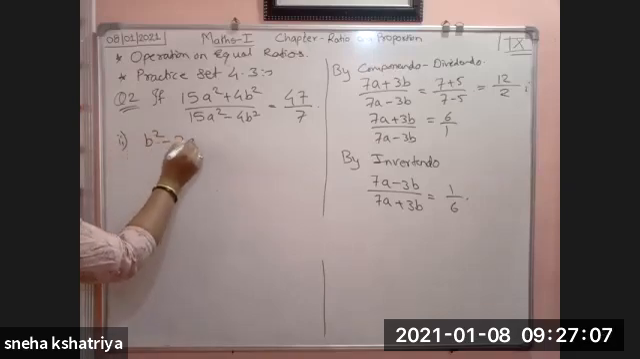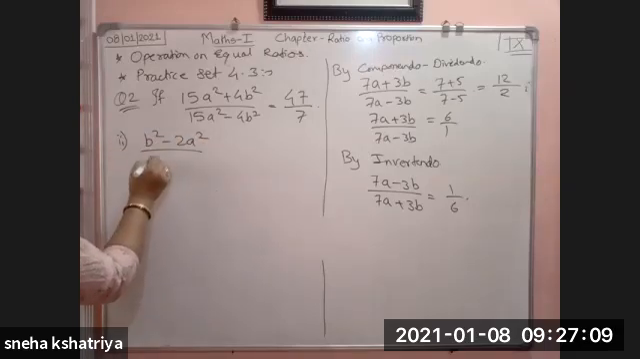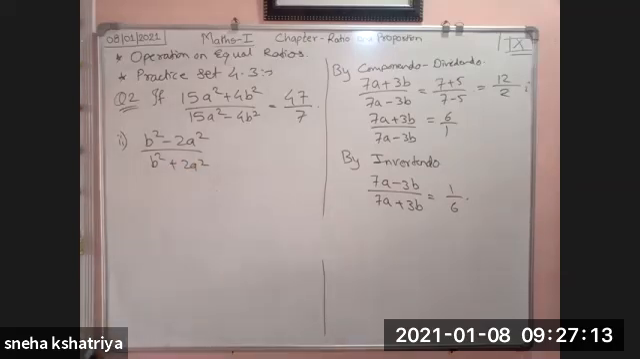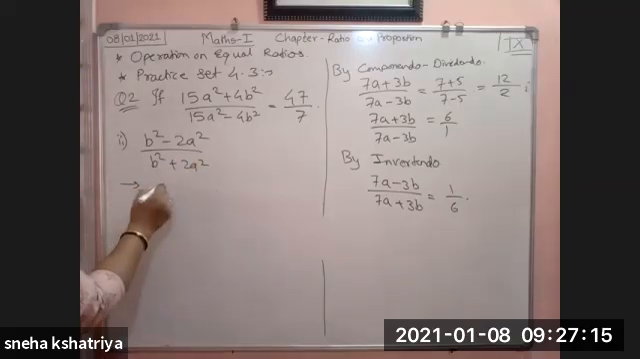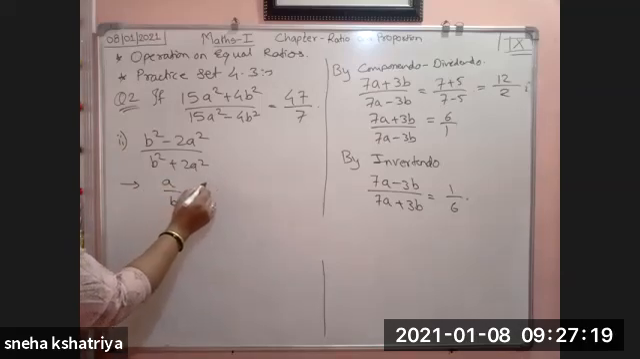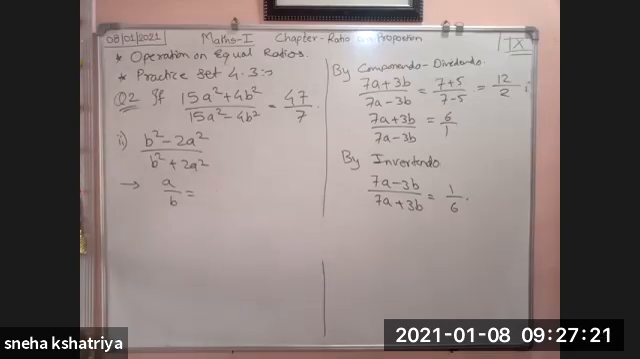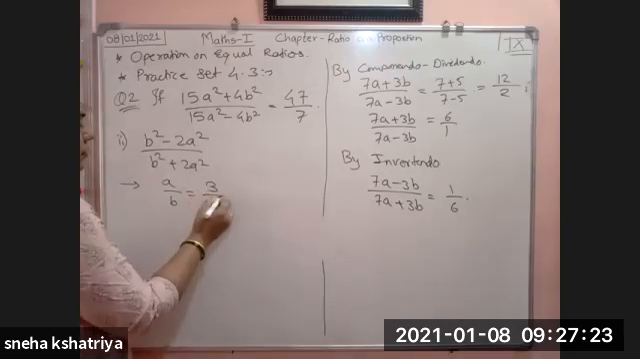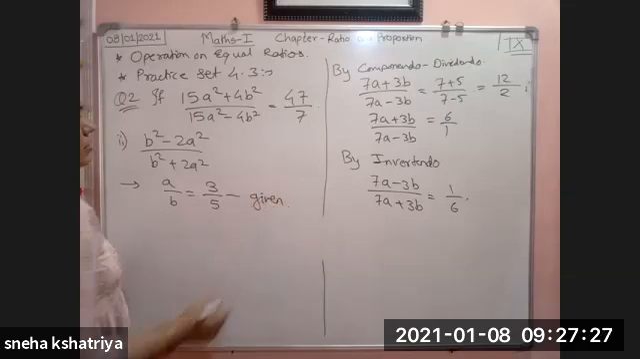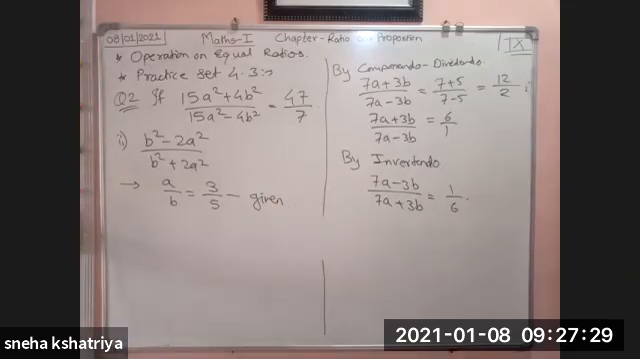B square minus 2a square divided by b square plus 2a square. Okay. First, we will write down the given thing. What is given? A upon b is equal to 3 upon 5. That is given to us.